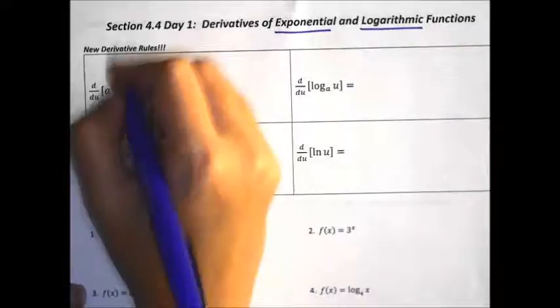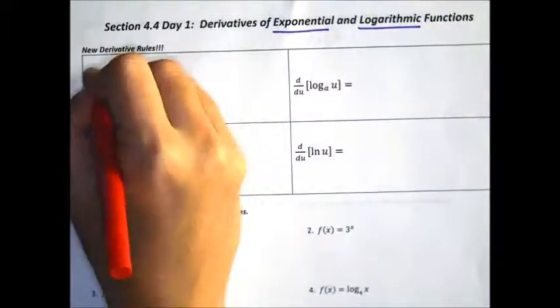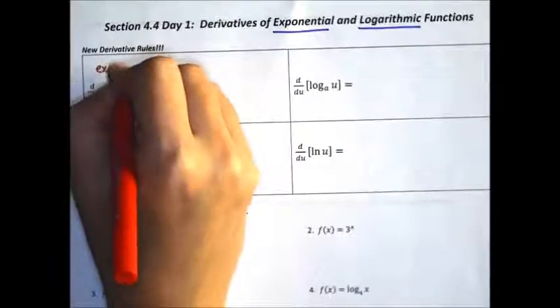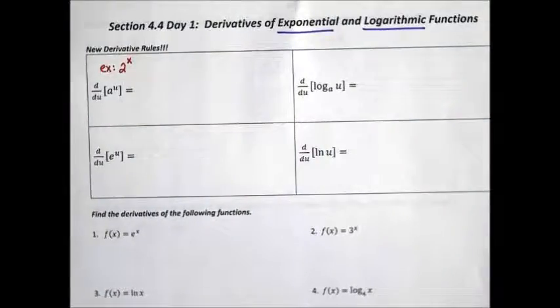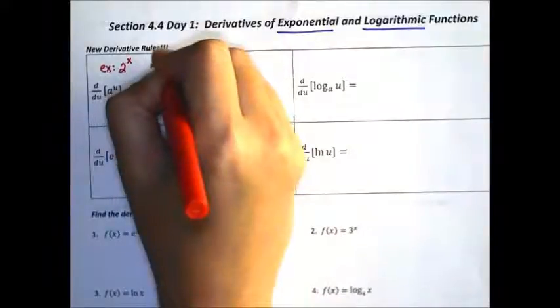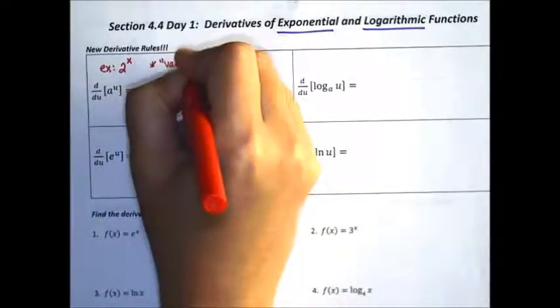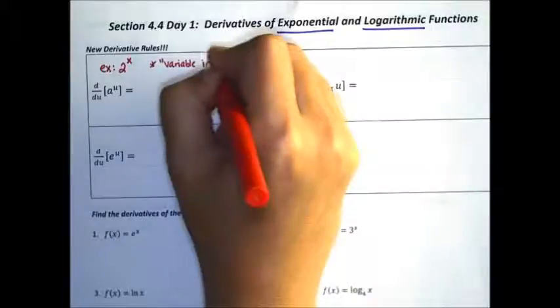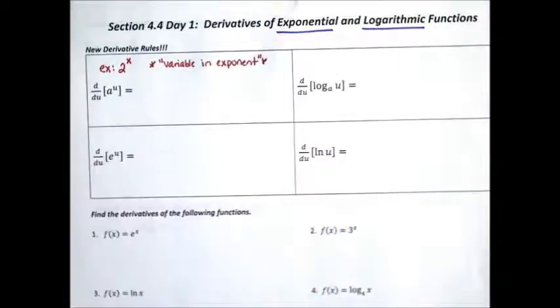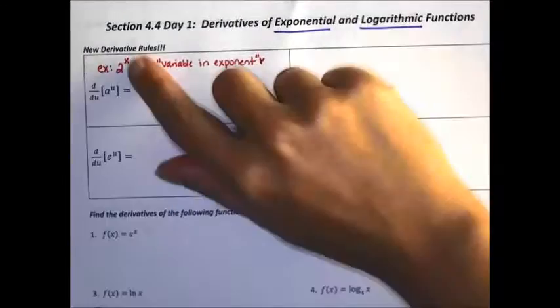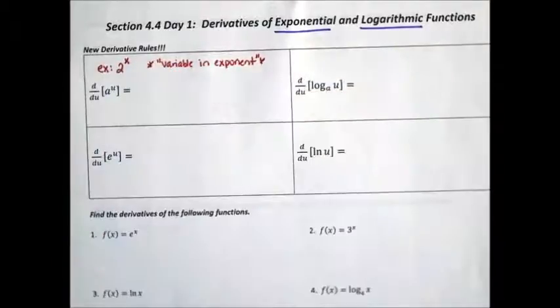Let's talk about the derivative of any exponential function. So in this case, a is just a number. So an example here would be like 2 to the x power. The reason that this is an exponential function is because the x is in the exponent. When you see that, you cannot just use the power rule. You can't just say, I'm going to drop the x and subtract 1. It doesn't work that way.